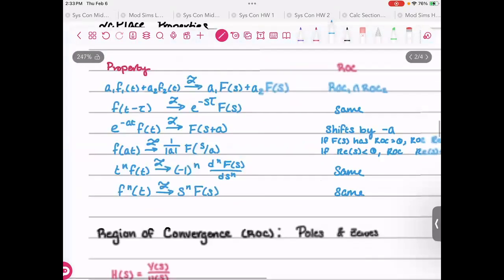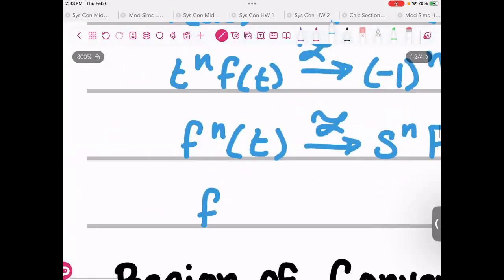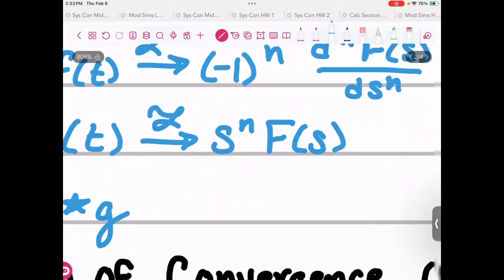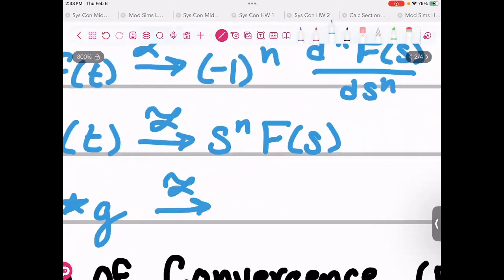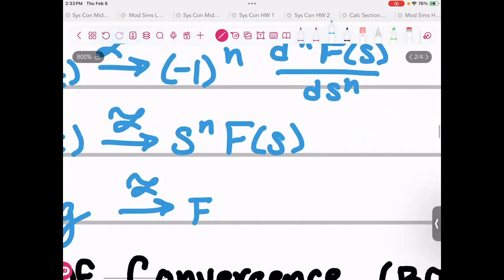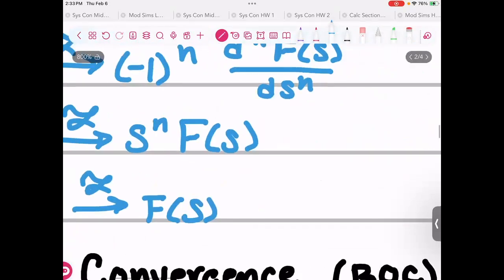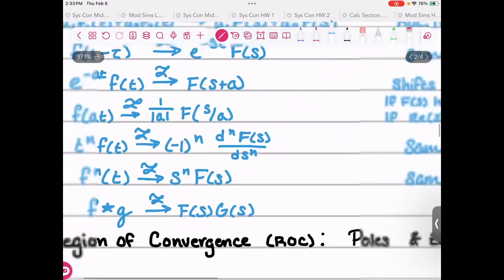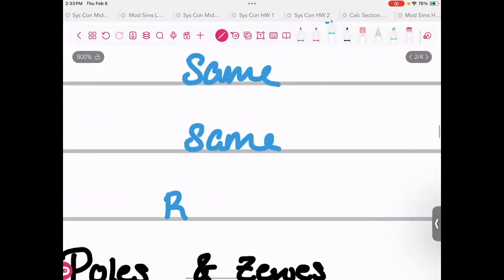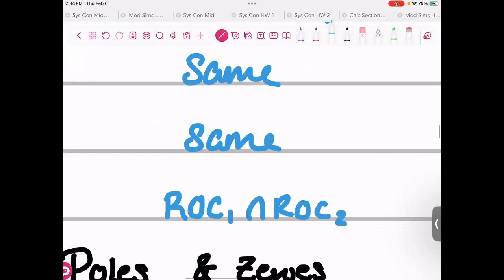And then finally, this should look familiar from Lenzig. If you convolve f with g and take the Laplace, it's actually just multiplication in the Laplace domain, which makes calculations a lot nicer. And again here, the ROC is the intersection of ROC1 and ROC2.